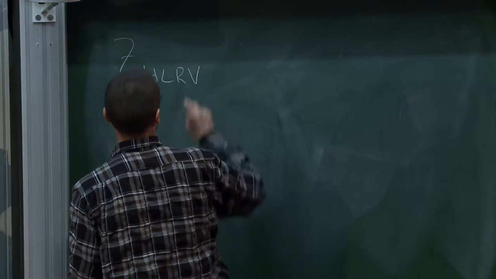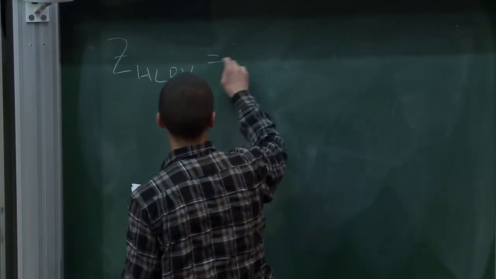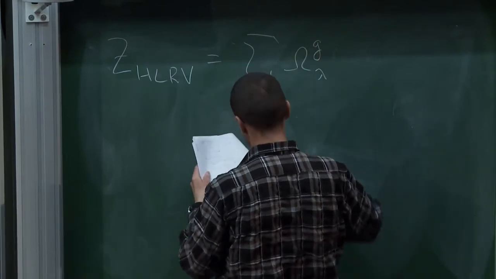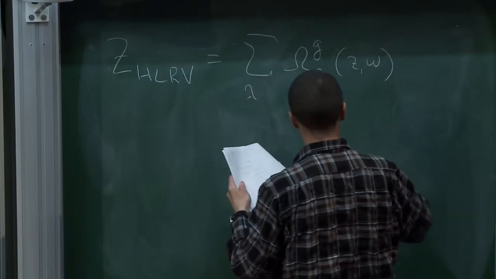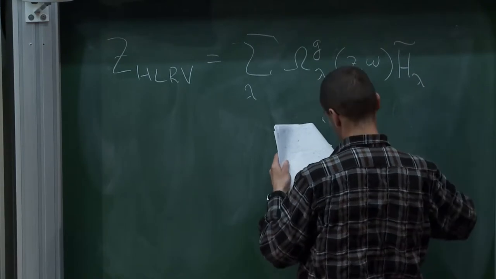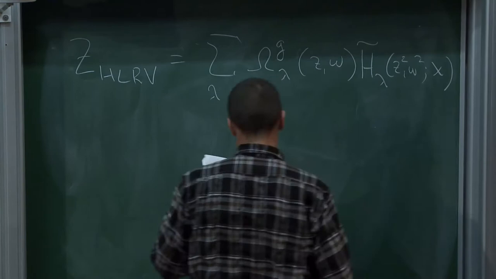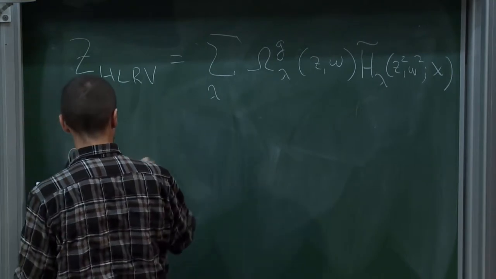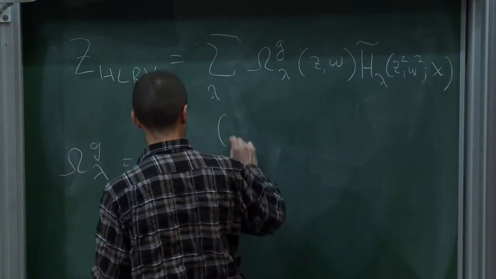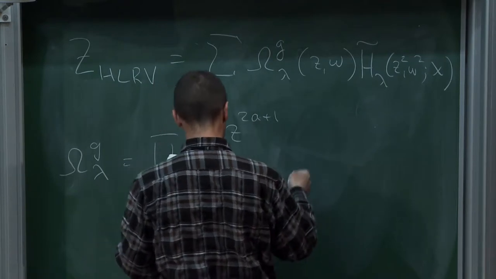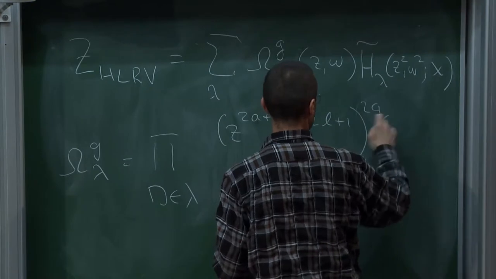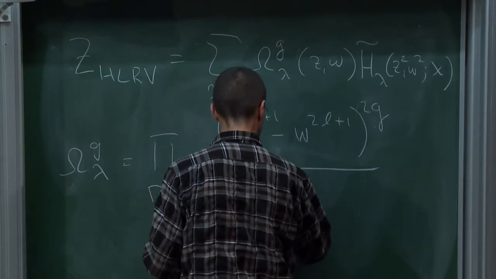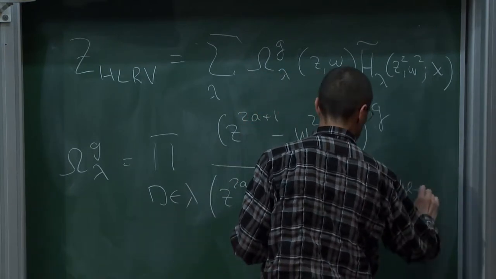The other side, quite remarkably, is just a pure combinatorial object. It's a sum again over all partitions, the same partitions, but they have a different nature. There is a rational function I'm going to write in a minute associated to any partition, and then it's weighted by modified MacDonald polynomials. So I'm going to explain all these quantities. First of all, this is easy to write. It's a rational function, which is the product over all boxes in lambda of z to the 2a plus 1, where a is the arm length of a box, minus w to the 2l plus 1, to the 2g, where l is the leg length of a box, divided by z to the 2a plus 2 minus w to the 2l, times z to the 2a minus w to the 2l plus 1.